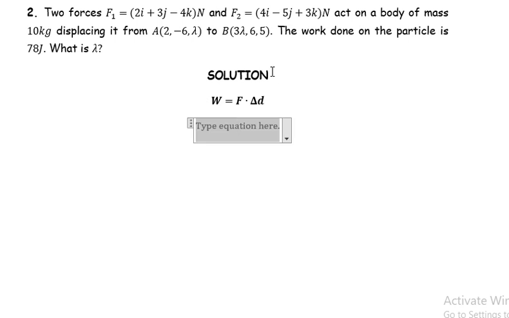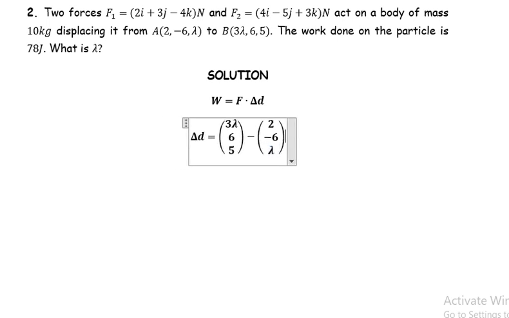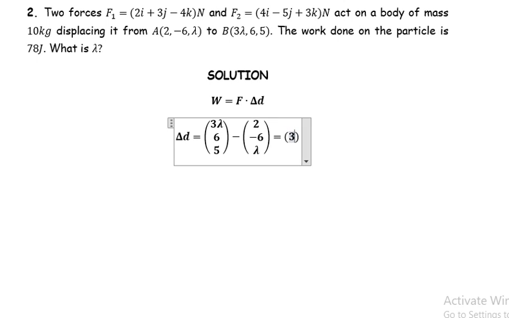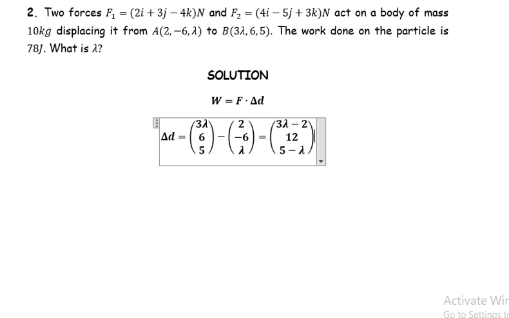All right, now what is the change in displacement? The change in displacement is just the position vector of B minus the position vector of A. So we take final minus initial. I'm going to write them in column form. I'm going to have 3 lambda, 6 and 5, minus 2, negative 6 and lambda. So if I simplify, I'm going to have 3 lambda minus 2, then 6 minus negative 6 is 12, and here I'm going to have 5 minus lambda.